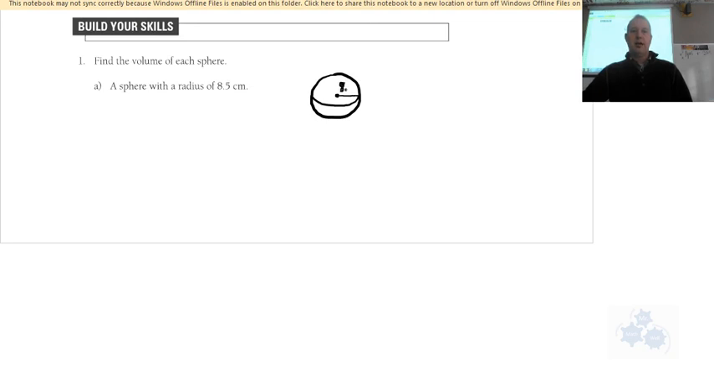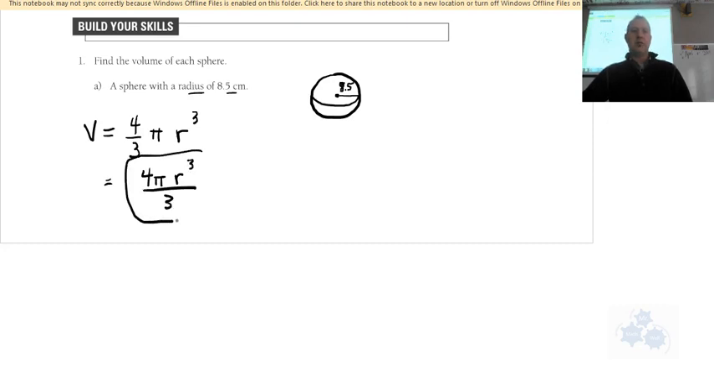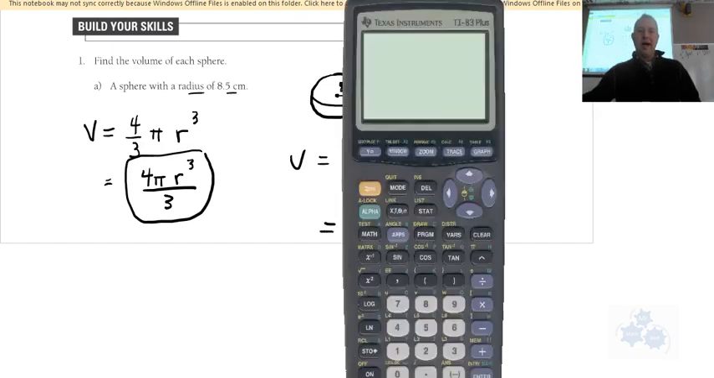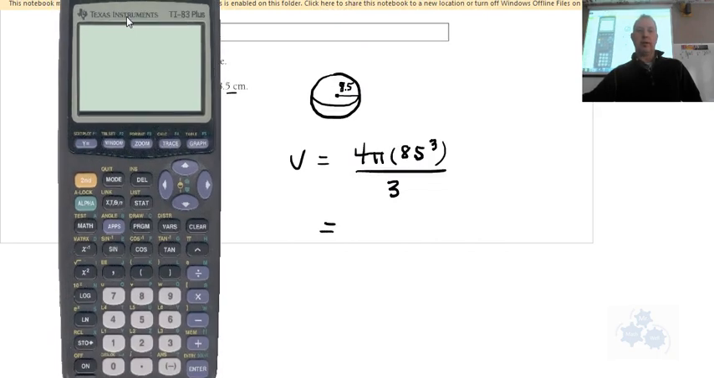So here's a sphere, and I'm just going to write down the radius is 8.5. If you remember your volume formula, it's 4/3 times pi times r cubed. Another way to put that is 4 times pi times r cubed, all divided by 3, and this might be easier to put into your calculator. So the volume of this one is 4 times pi times 8.5 cubed, all over 3.